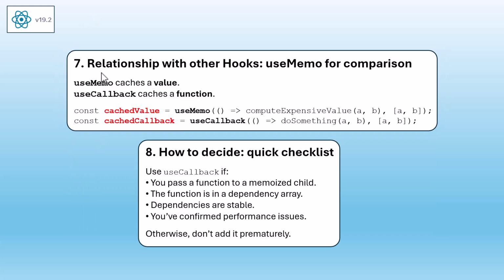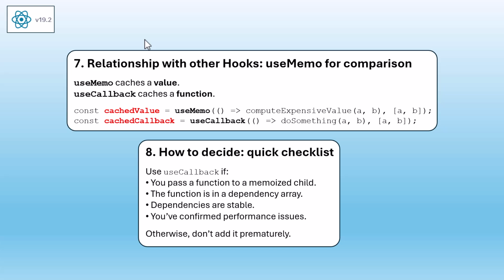7. Relationship with other hooks. useMemo for comparison. useCallback is closely related to another hook called useMemo. The difference is subtle but meaningful. useMemo caches the result of calling a function, i.e., an expensive value, whereas useCallback caches the function itself. Say useMemo is good when you compute something and want to avoid recomputing, while useCallback is good when you want to avoid passing down a new function instance between renders.